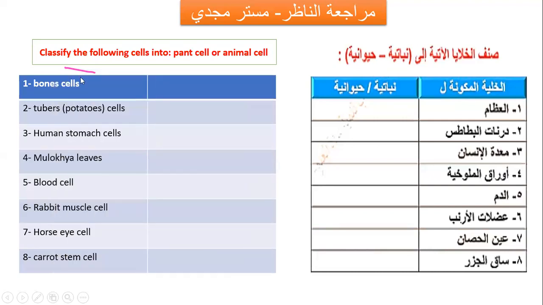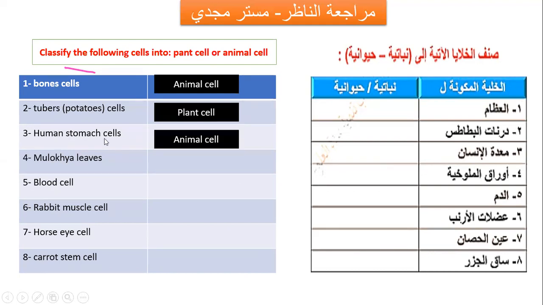Now classify the following into plant cell or animal cell. Tubers or potato cell. Potato is a plant, so this is a plant cell. I'm sorry, number one, bones cell, I forgot this. Bones cell, animal cell. Number two, tubers or potato, plant cell. Human stomach cell, human. So it must be what? Animal cell. Excellent. Molokhia leaves, molokhia is a plant. So it is a plant cell.